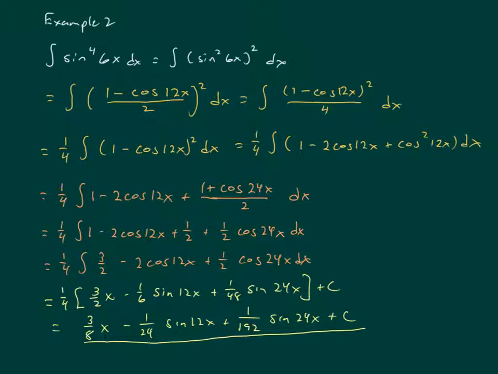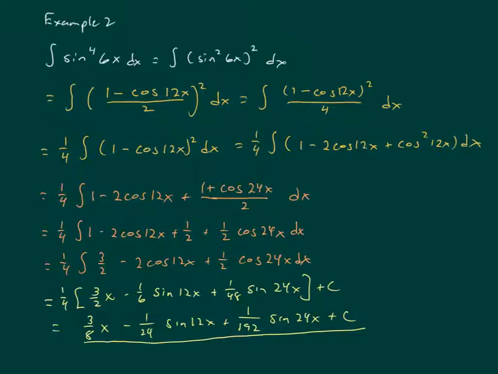Okay, pause the video. Make sure you're comfortable with all of this to this point. If you are, then from this point down, we are integrating this. The integral of 3 over 2 is 3 over 2x. The integral of negative 2 cosine of 12x is going to be negative 1/6 sine of 12x. And the integral of 1/2 cosine of 24x is going to be 1 over 48 sine of 24x. And then we have the plus c.